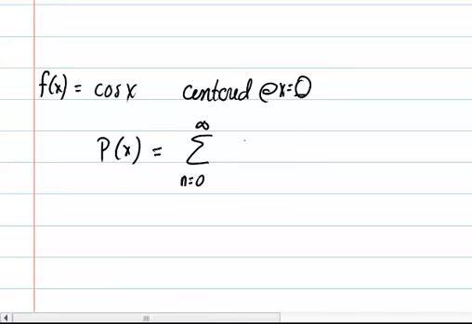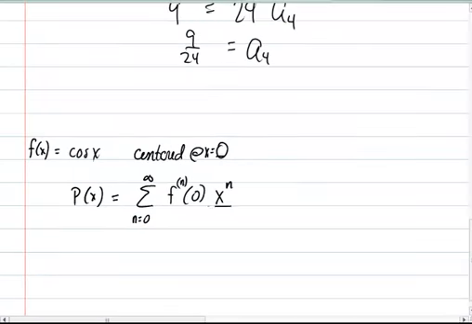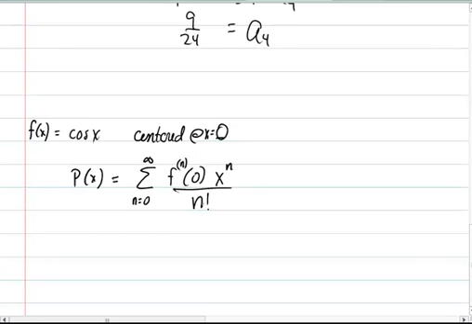So it will be the nth derivative of the function, evaluated at 0, since we're centering at 0, times the polynomial nth term, all over n factorial. So let's get to constructing this.